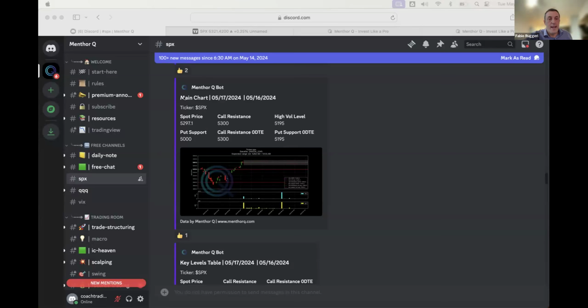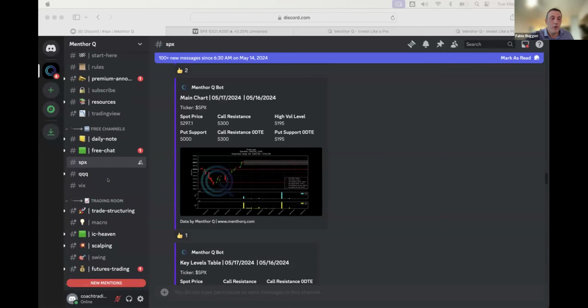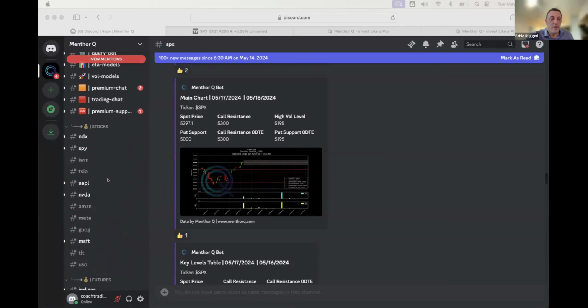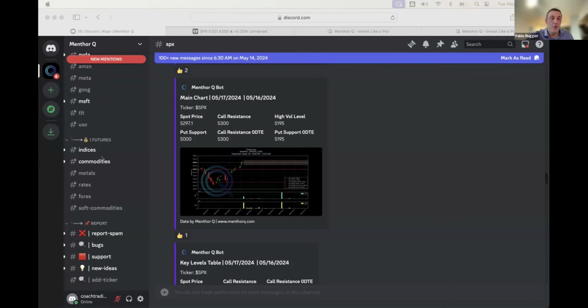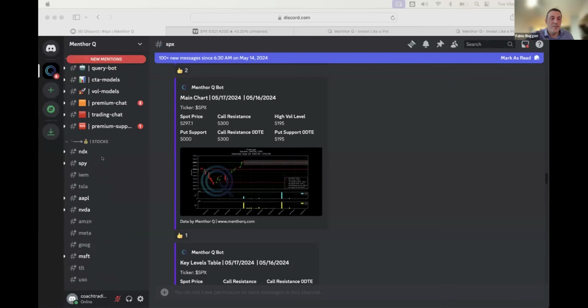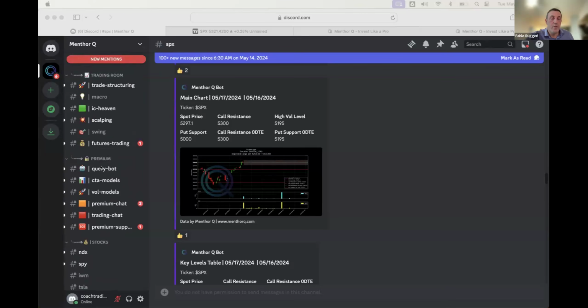So let's go back a little bit to the basic navigation of the server. You guys can see my screen. We have dedicated channels for the major assets, in this case SPX, QQQ, but we also have stocks and ETFs, and at the bottom you have futures. If you don't find the asset you look for, you can go on the bot, and we're going to show you later how to use that, and look for the asset there.